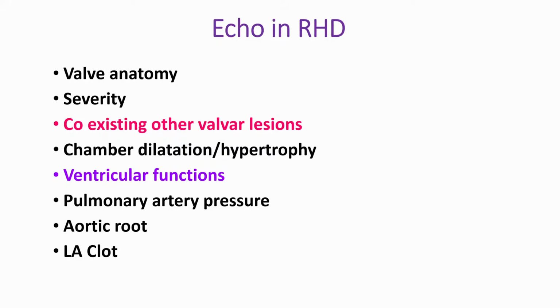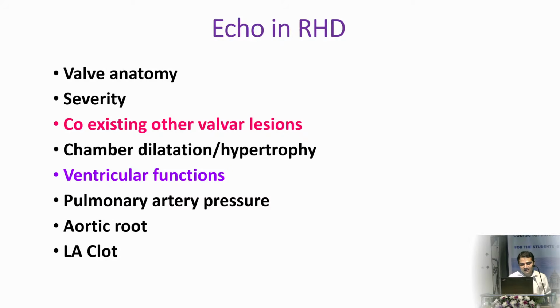Now, why should we do echo in RHD? These are the things which we should look for: valve anatomy, severity, coexisting other valvular lesions, chamber dilatation, hypertrophy, and ventricular function, because that is one of the important determinants of when to send the patient for surgery. Then pulmonary artery pressure, aortic root dilatation, and LA clot.